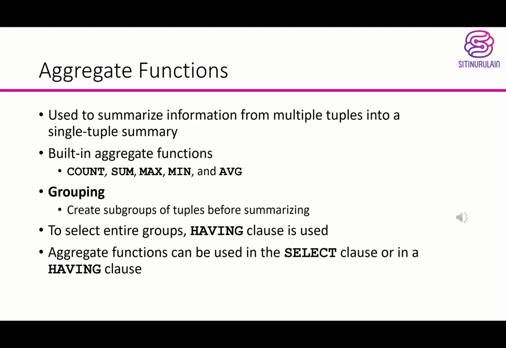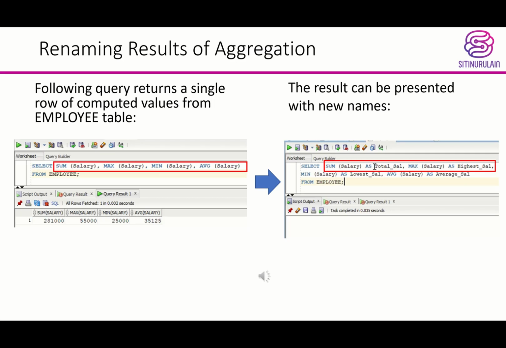Aggregate functions are used to summarize information from multiple tuples into a single tuple summary. Built-in aggregate functions include count, sum, max, min, and average. Grouping is used to create subgroups of tuples before summarizing. To select entire groups, the having clause is used. Aggregate functions can be used in the select clause or in a having clause.